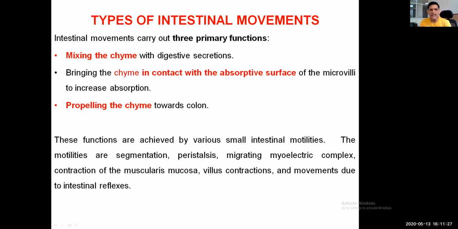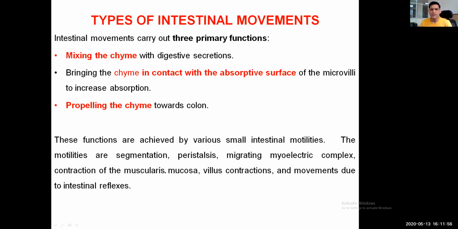There are mainly three functions of the intestinal movements. Intestinal movements के तीन main function है. One is mixing of the chyme, the other is contact with the surface of the microvilli to increase absorption. Mixing, absorption, and propulsion of the chyme towards the colon. These are the three main functions.